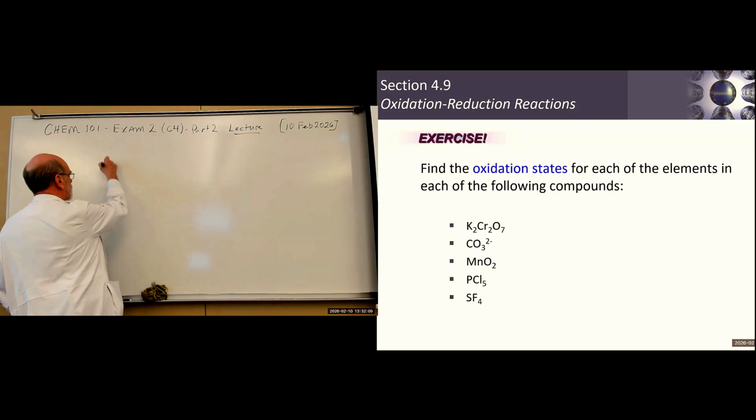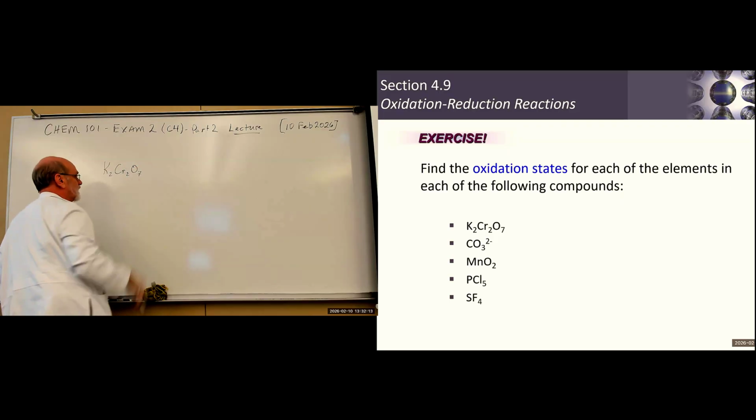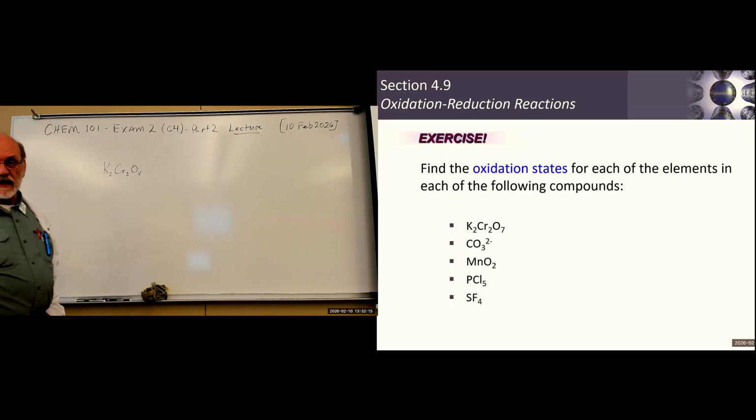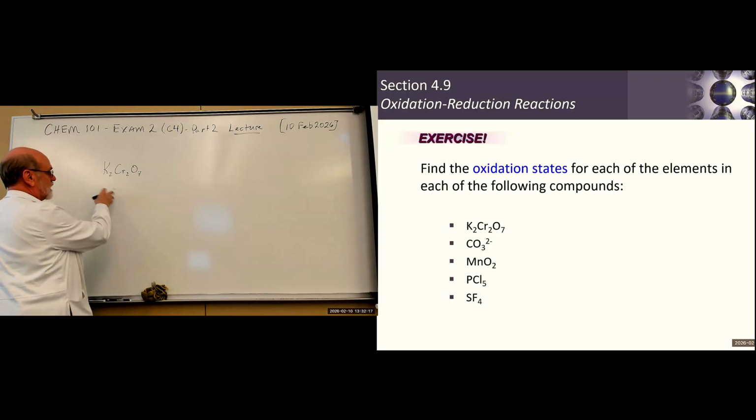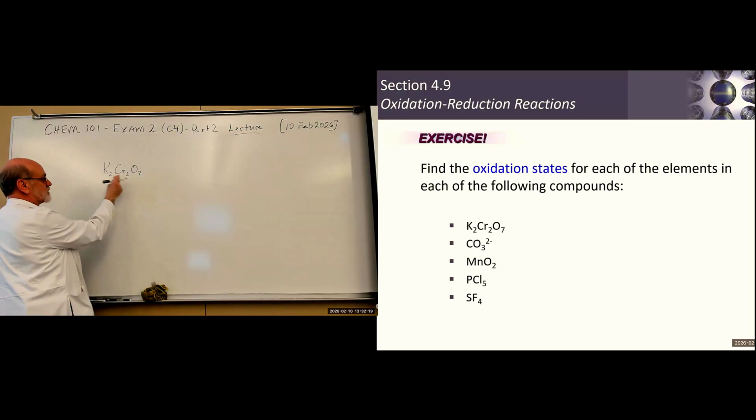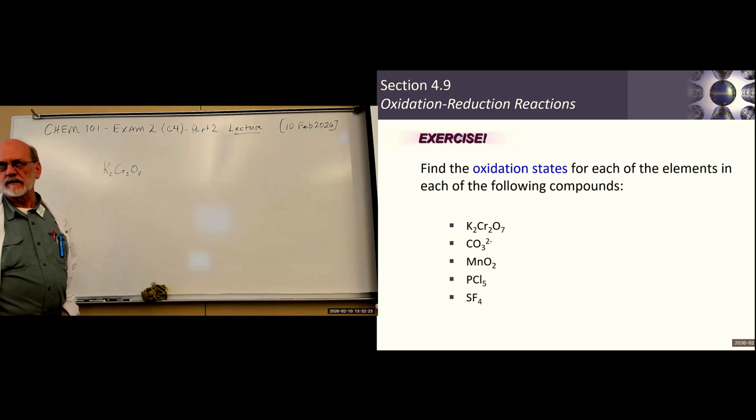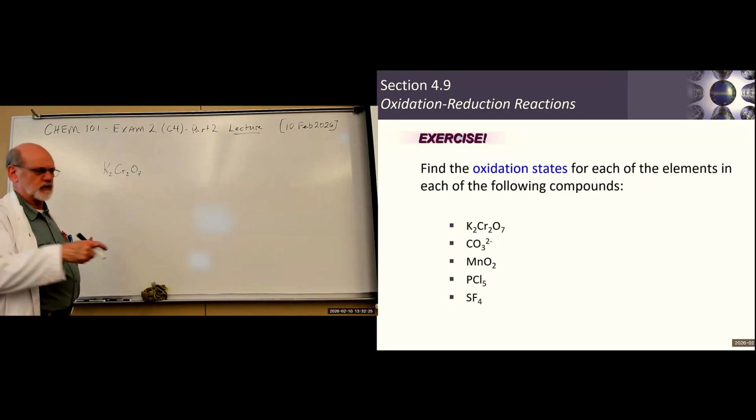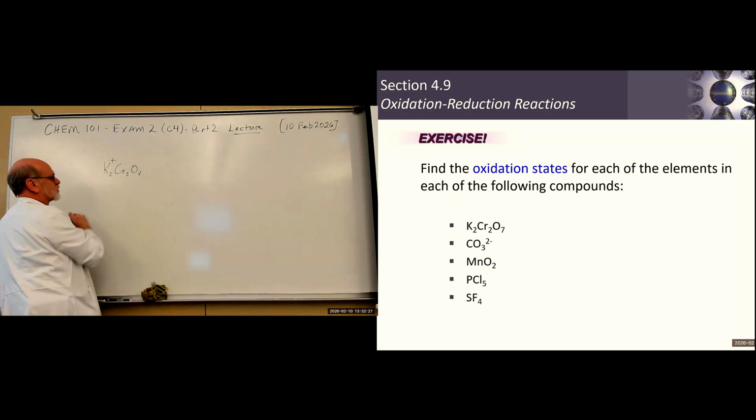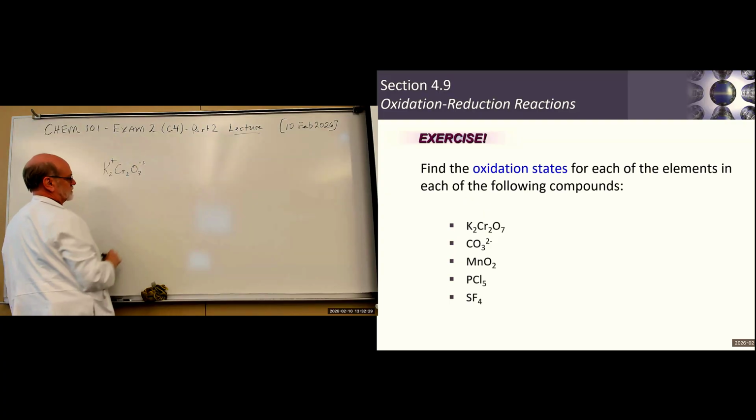K2Cr2O7. We can approach this two different ways. If we're going to find out what the oxidation states of potassium and chromium are, well, potassium is an alkali metal. It's always plus 1. I think that was one of the rules. Anyway, there's a plus 1. This is a minus 2.